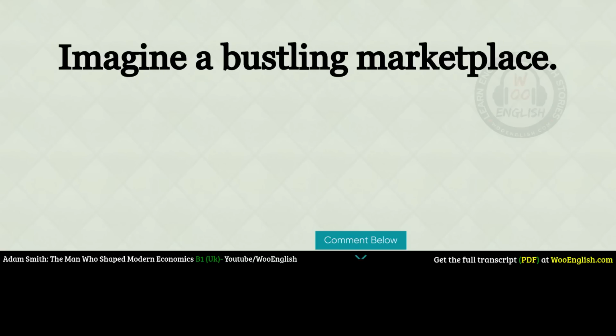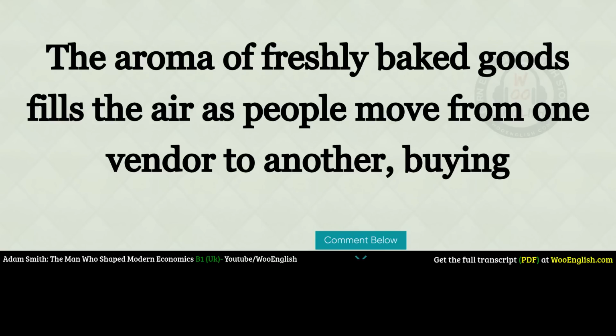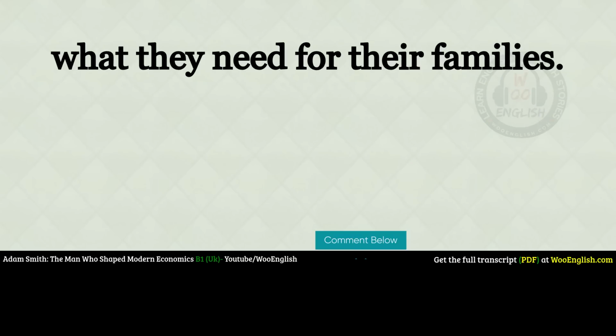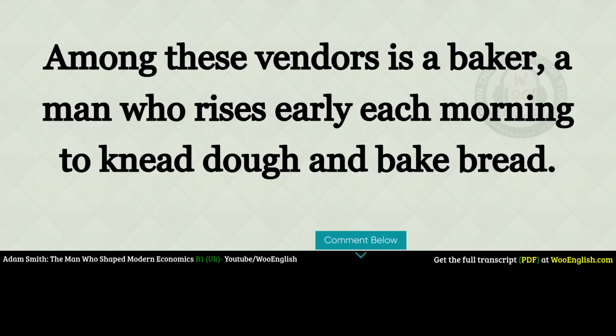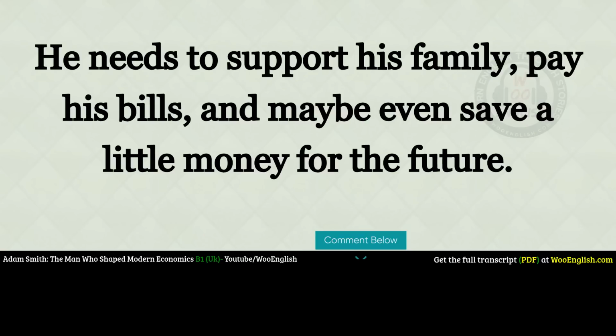Imagine a bustling marketplace, stalls lined with fresh fruits, vegetables, and bread. The aroma of freshly baked goods fills the air as people move from one vendor to another, buying what they need for their families. Among these vendors is a baker, a man who rises early each morning to knead dough and bake bread. The baker works hard, not just because he enjoys baking, but because he wants to earn a living. He needs to support his family, pay his bills, and maybe even save a little money for the future.